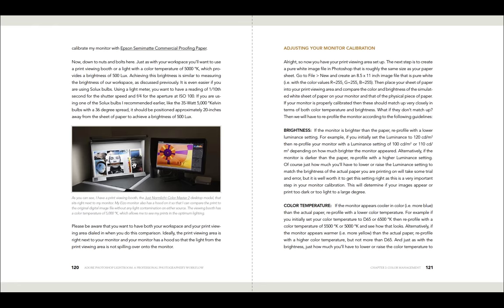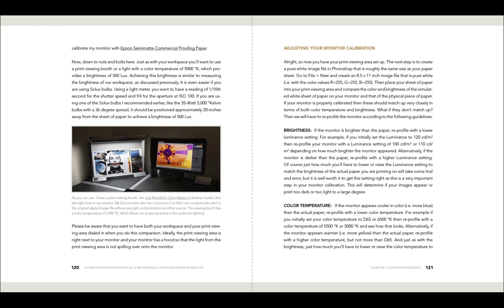And then basically once you've calibrated and profiled your monitor, you'll see here on the left a picture of my monitor next to a light viewing box. I put a white piece of paper of whatever printer or paper I'm printing on, and typically if I'm preparing images for a magazine or some book, I'll use Epson semi-matte proofing paper, which you'll see noted up here. I'll compare that white sheet of paper with nothing on it to a white sheet of paper on my monitor, and if the monitor is brighter or darker than the white sheet of paper, that means I need to adjust my brightness.